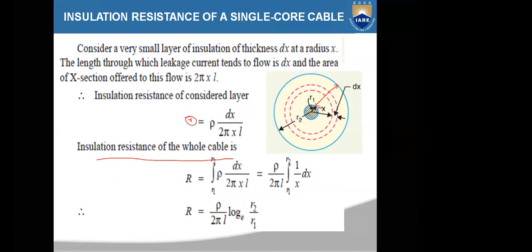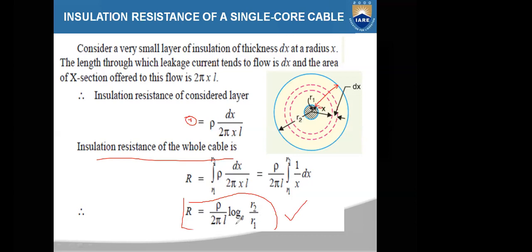So integrating from R1 to R2, small r is rho dx by 2 pi x l. Rho and 2 pi l are constants, so you take them outside. The integral of R1 to R2 of 1 by x dx, and the integral of 1 by x is ln x. If you apply the limits, the insulation resistance finally is R equal to rho by 2 pi l into ln R2 by R1. This is the expression for calculating the insulation resistance of a single core cable.